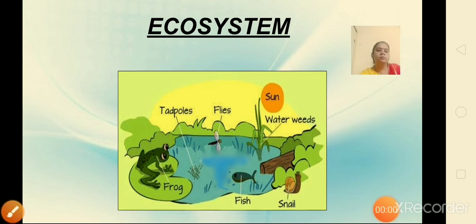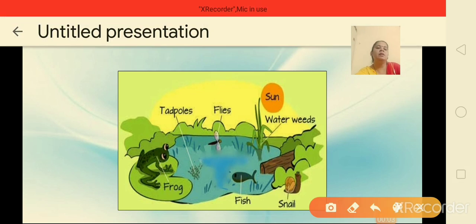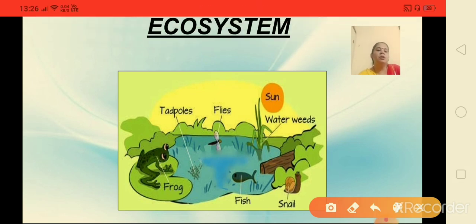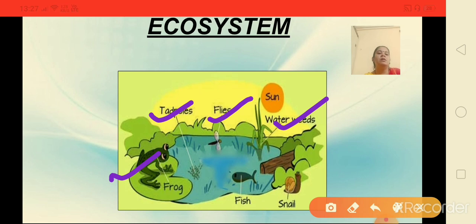Students, look at this picture. As discussed previously, it's a picture of a pond, and it has several things like the frog, tadpoles, flies, water weeds, snail, fish, right? So all this together comprises the ecosystem.